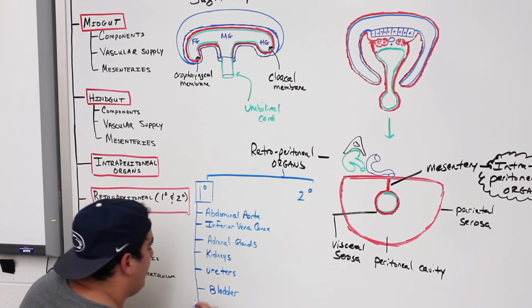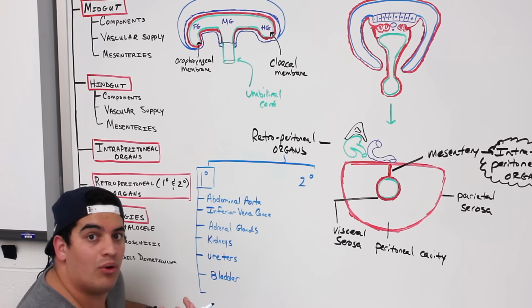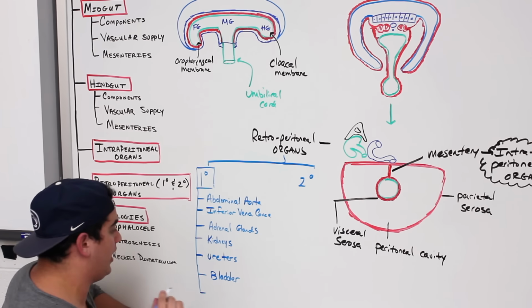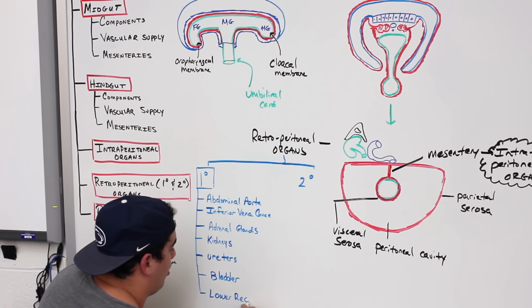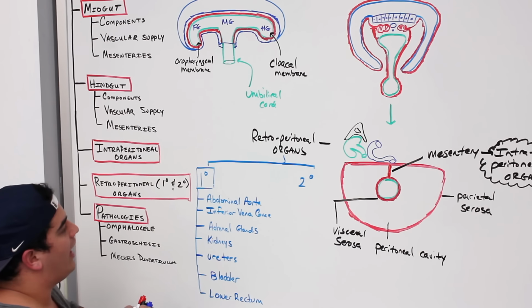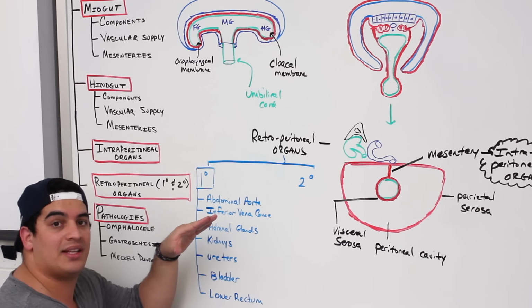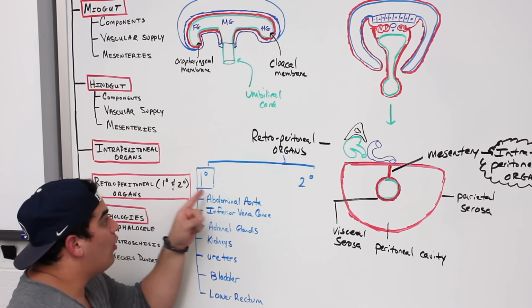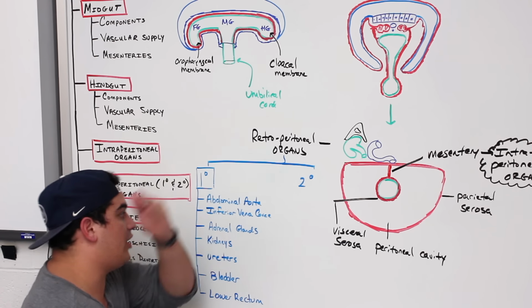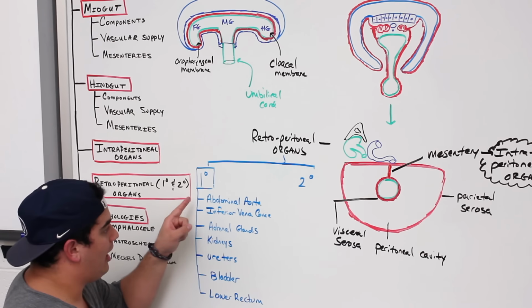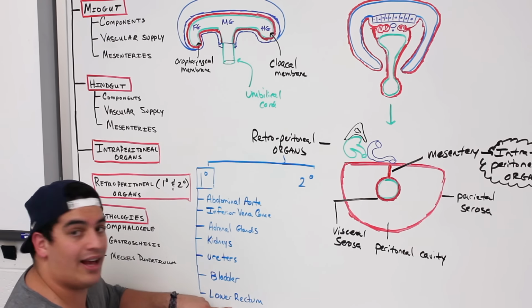All right. And then one more part here is around the doodle hole, right? Around the doodle hole, you're going to have the rectum, but specifically the lower rectum. Okay, so primary retroperitoneal organs never had a mesentery, right? So if they don't have a mesentery, they're not going to be found inside of the peritoneal cavity. They're going to be found posterior to it. Now, these are the abdominal aorta, inferior vena cava, adrenal glands, kidneys, ureters, bladder, lower rectum.